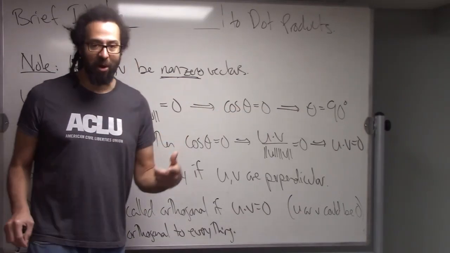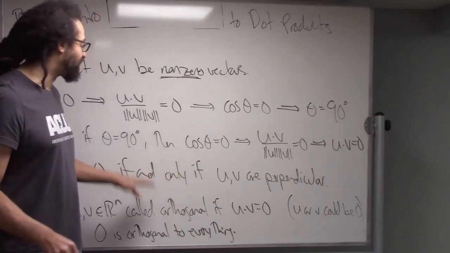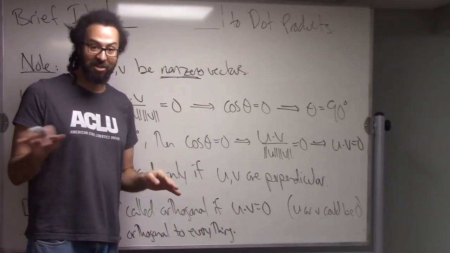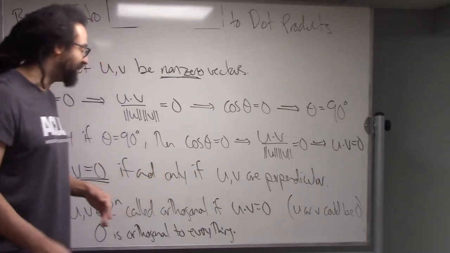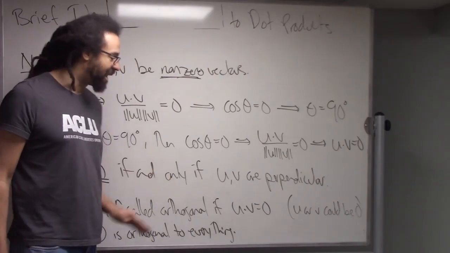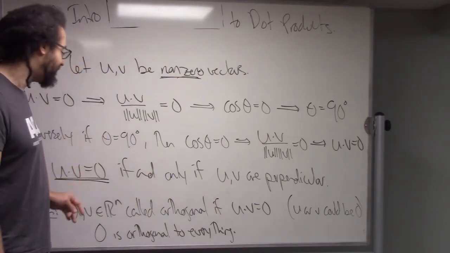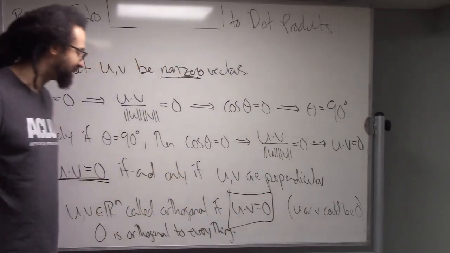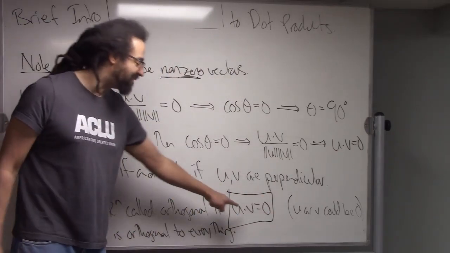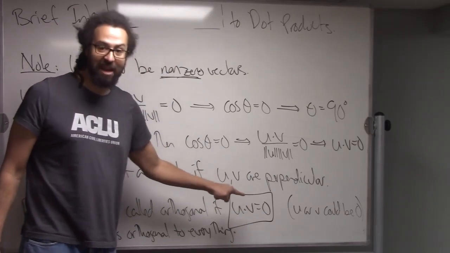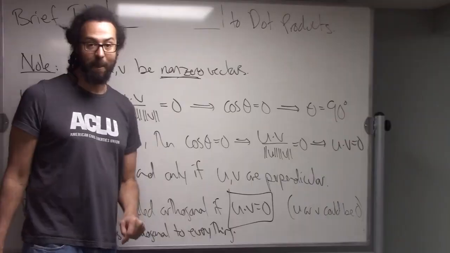So for the most part, orthogonal and perpendicular mean the same thing as long as the vectors are not 0. If the vectors are 0, then we will just say orthogonal when the dot product is 0. So memorize that. Memorize orthogonal is the same thing as dot product is equal to 0. And when both vectors are not 0, orthogonal means the same thing as perpendicular.